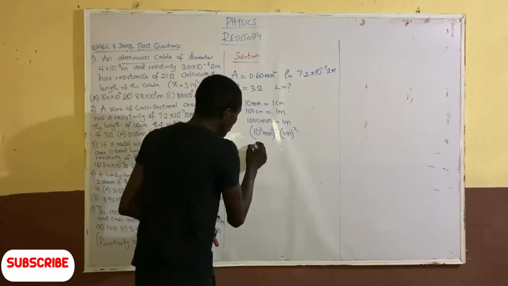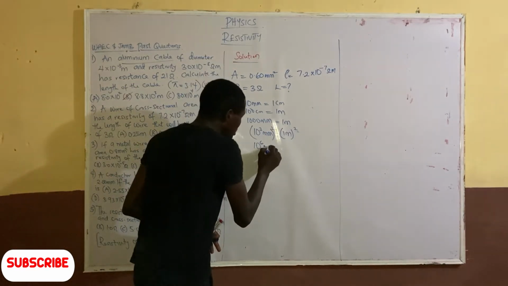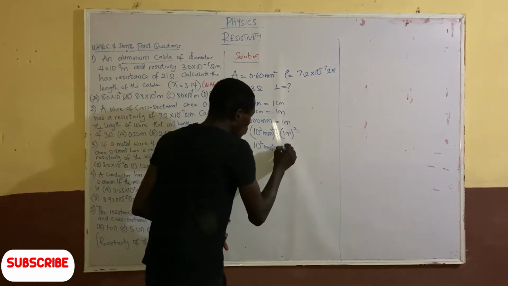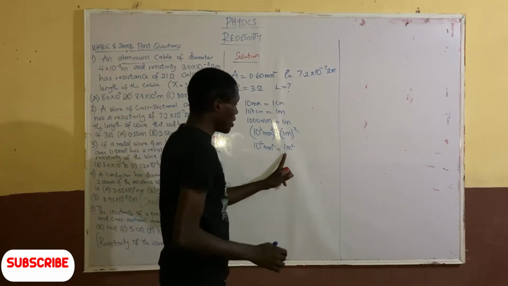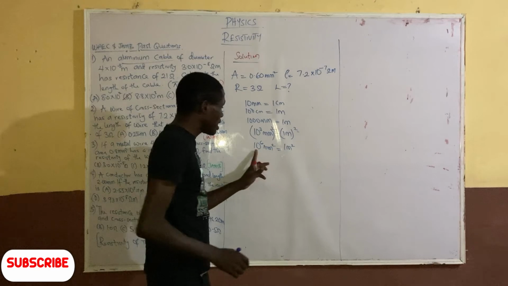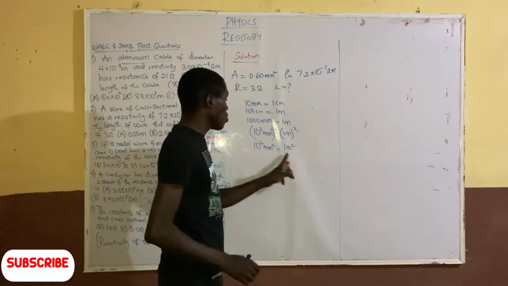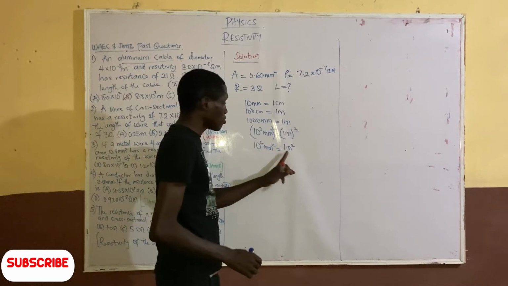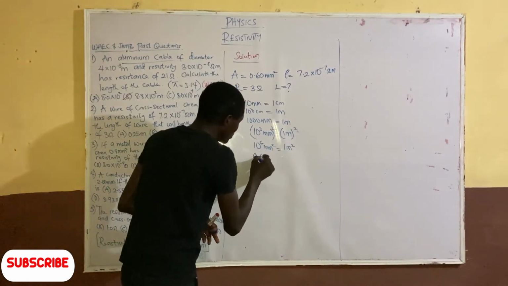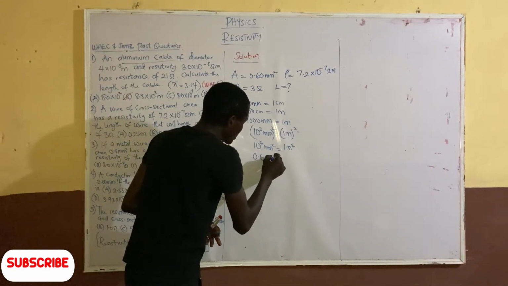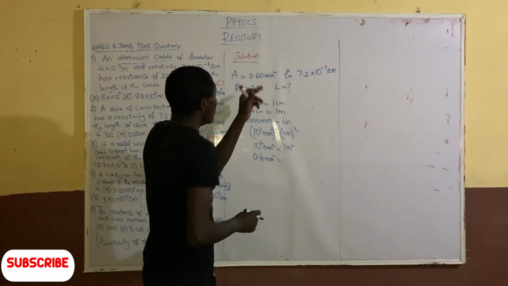So when you square this, we have 10 raised to the power 6, because 2 times 3 is 6. 10 raised to the power 6 millimeter square is equal to 1 meter square, since 1 squared is 1. So definitely now we can put your 0.6 millimeter square and take it to meter square.